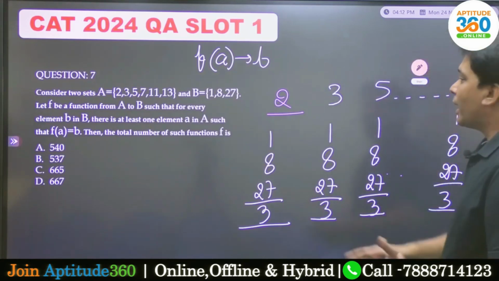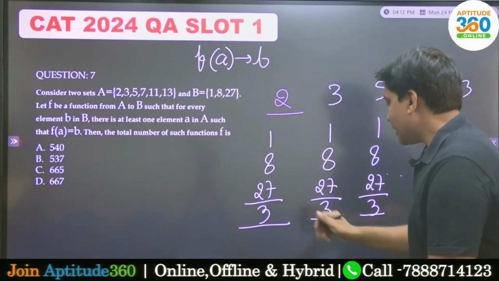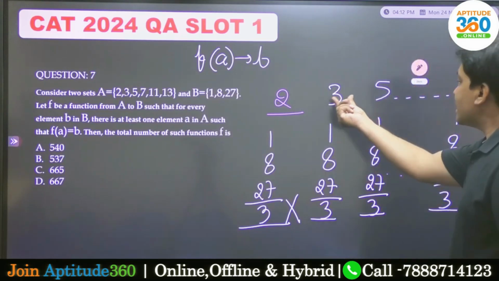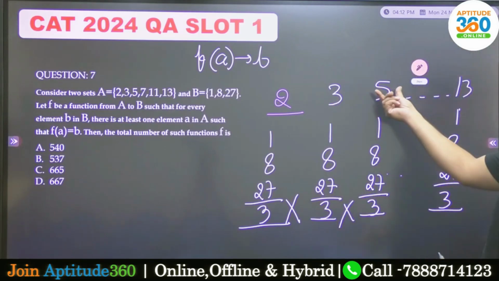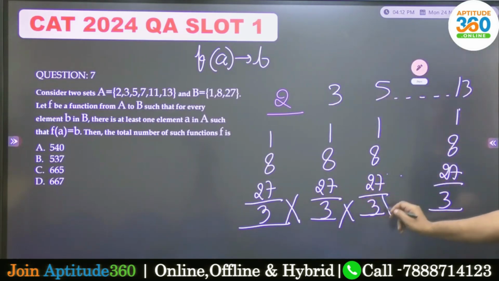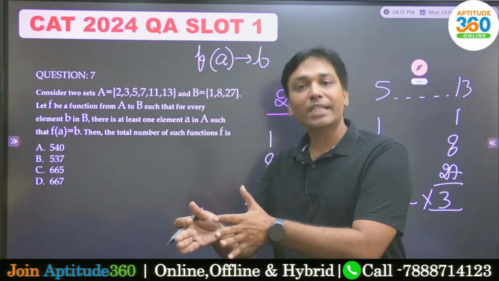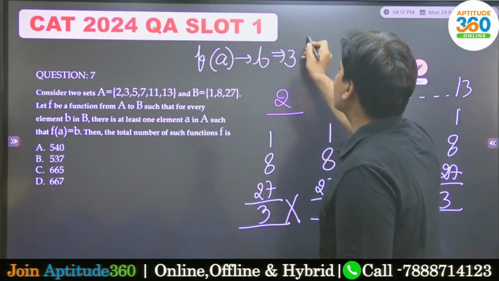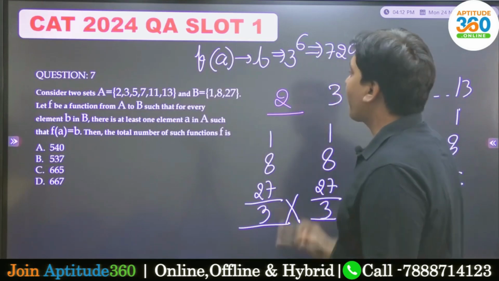Now for this element, you have got 3 possibilities, and so when you say and, it is product. For this element, you have got 3 possibilities, and for this element, you have got 3 possibilities, and so forth and so on. So how many such possibilities are there? 3 into 3 into 3. How many times? 6 times. And hence it comes out as 3 raised to 6, which is nothing but 729. I hope you understand this.